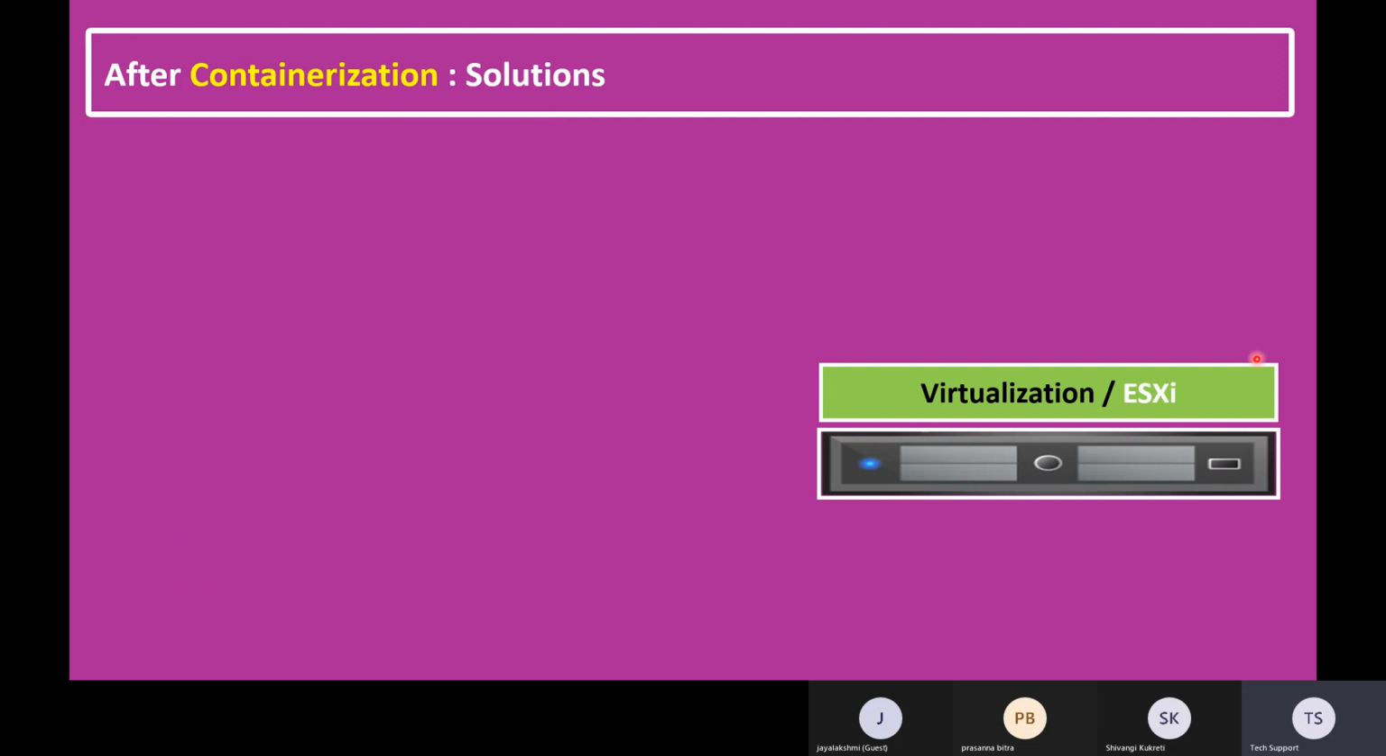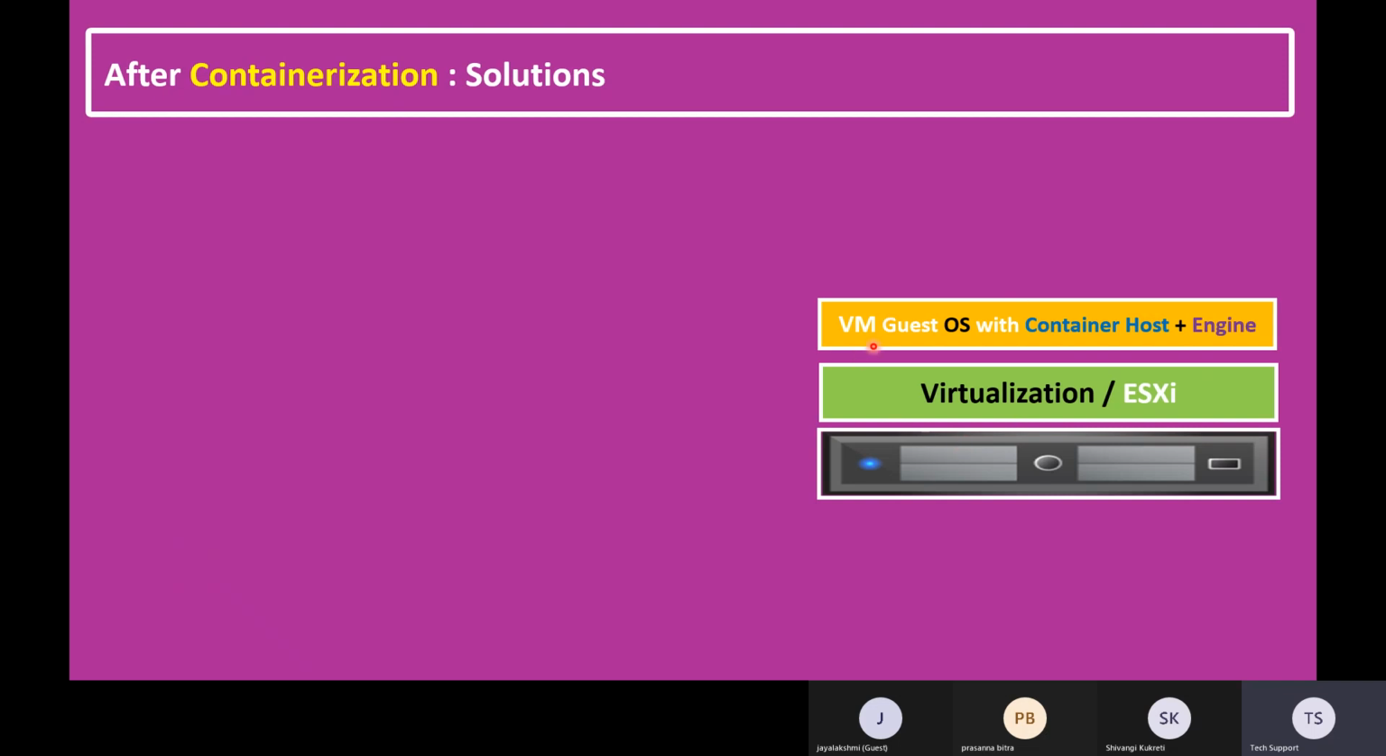On top of the hardware, we can install the ESXi type 1 hypervisor operating system. I took the example of ESXi. On top of the ESXi, we can create multiple virtual machines, because virtualization is a technology that allows you to transform hardware into software. So we can create multiple virtual machines. For our easy understanding, I took the example of one virtual machine.